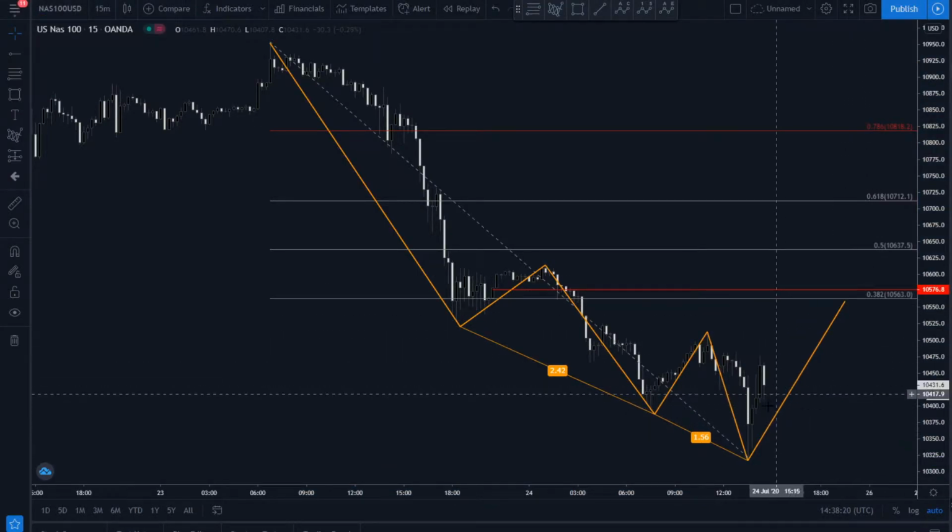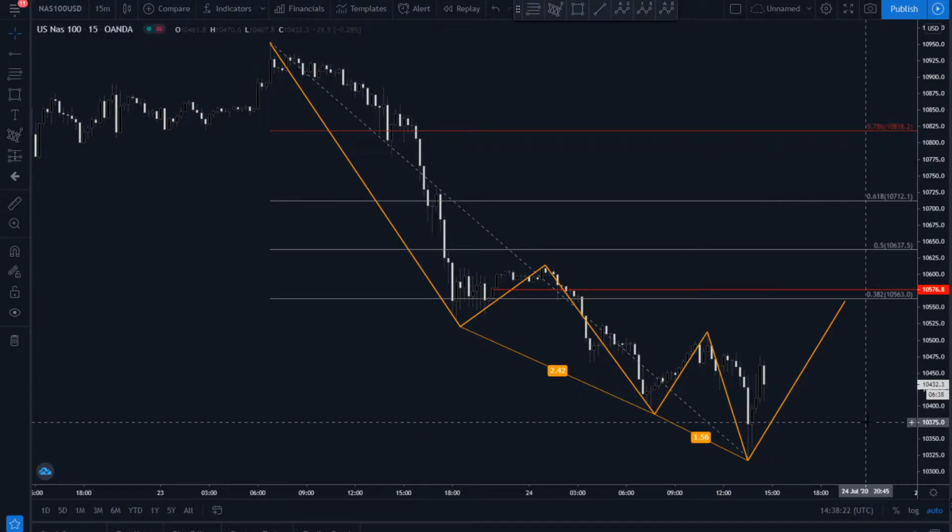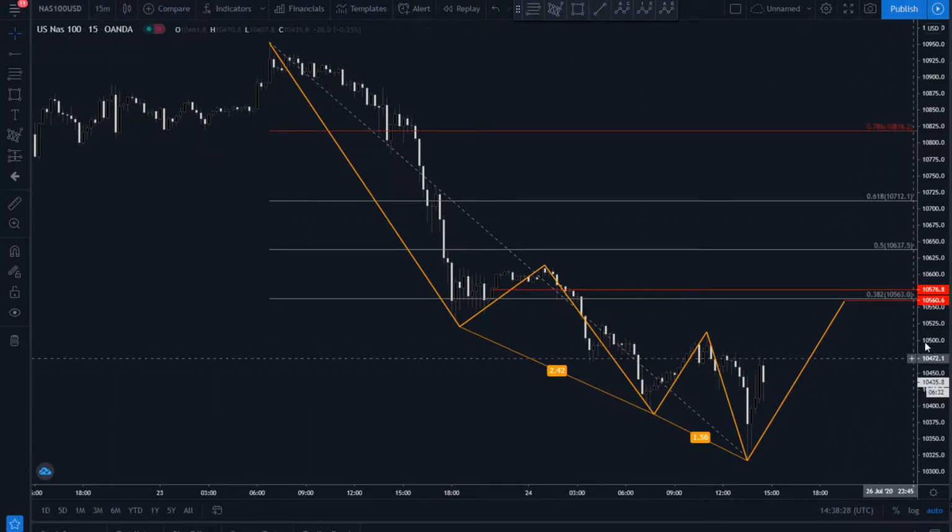So I just got in, and I'm wanting to get out at this price here, a little bit before the retracement. So 10,560 would be my exit.